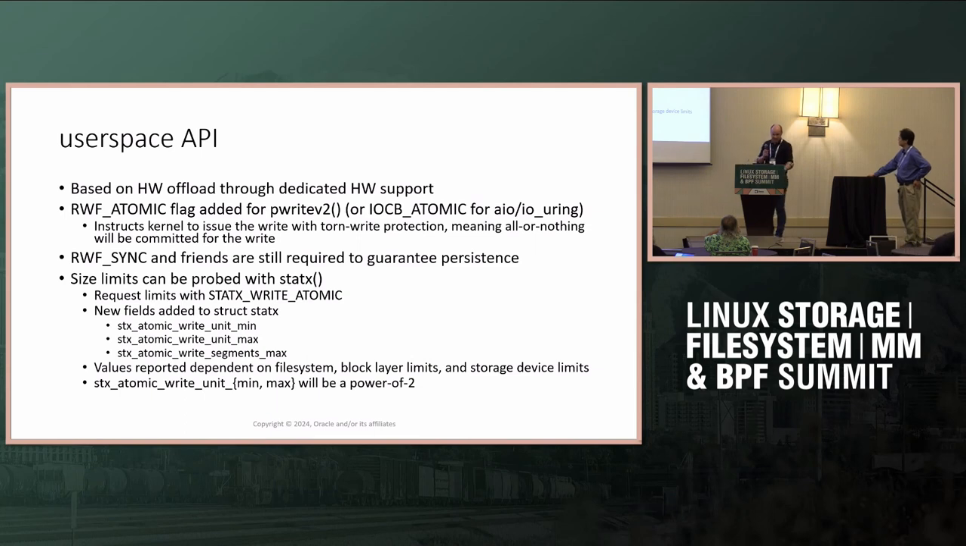So the important part is the user space API. So first off, we're really focusing just on hardware offload support for NVMe and SCSI. I'll just come to that a little bit later. One of the key aspects of the API is the introduction of the RWF_ATOMIC flag for pwritev2, or we can support IOCB_ATOMIC for AIO or io_uring. So what this does is tells the kernel that we want the write to be issued with torn write protection, meaning that any write is committed all or nothing to the actual media.